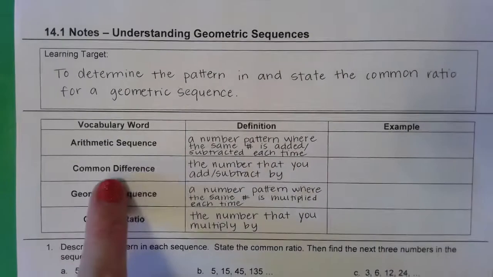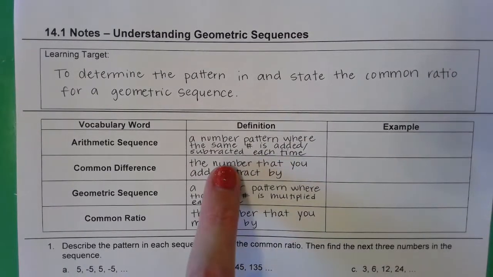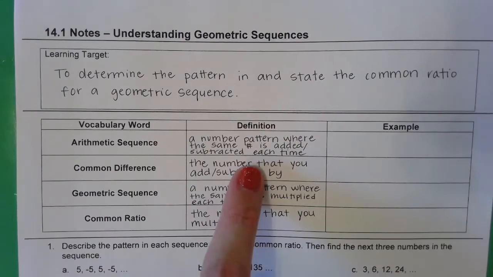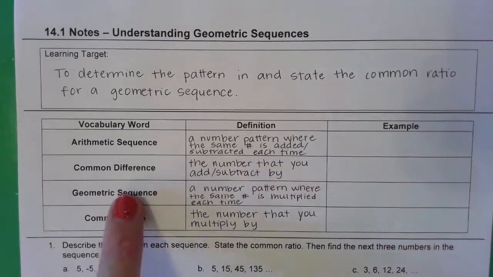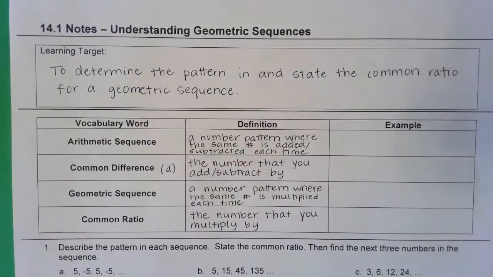An arithmetic sequence is a number pattern where the same number is added or subtracted each time. And that number that you add or subtract each time to get the next number in the pattern is called the common difference, which is generally abbreviated by the letter D.